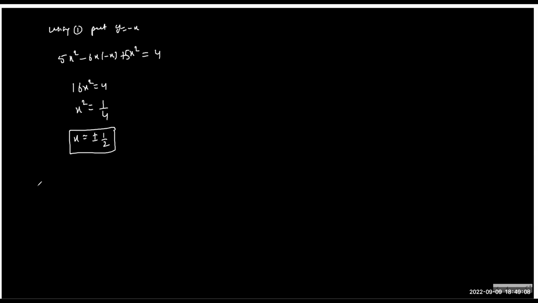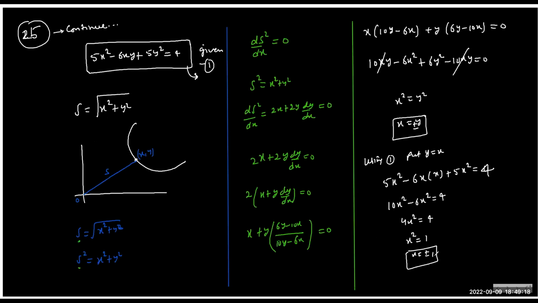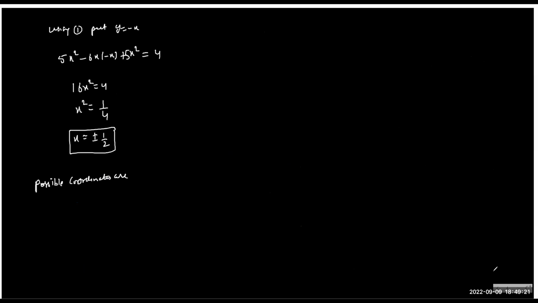What are the possible coordinates? In the first case, we got the answer x equals plus minus 1 and y equals x. So the possible coordinates are (1, 1) or (-1, -1) from the first case.